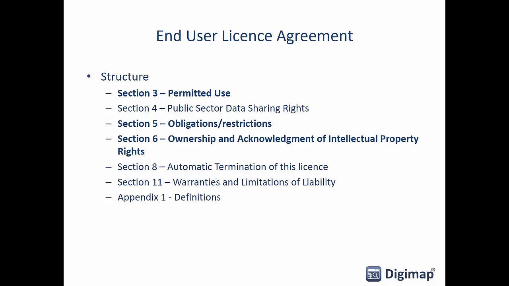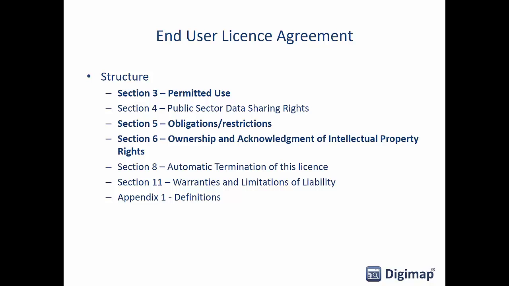So, as I said, the end user license agreement is a proper legal document, and therefore it has a proper structure to it. The key sections I've highlighted in bold on this slide are sections 3, 5 and 6. Section 3 looks at permitted use. Section 4 is useful because it talks about public sector data sharing rights, and I'll come to that in a bit. Section 5 gives a list of obligations and restrictions, things you can't do and things you must do. Section 6 is about copyright acknowledgement and copyright statements and citations and so on.